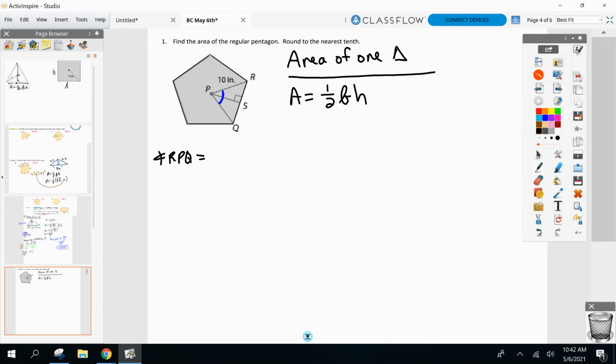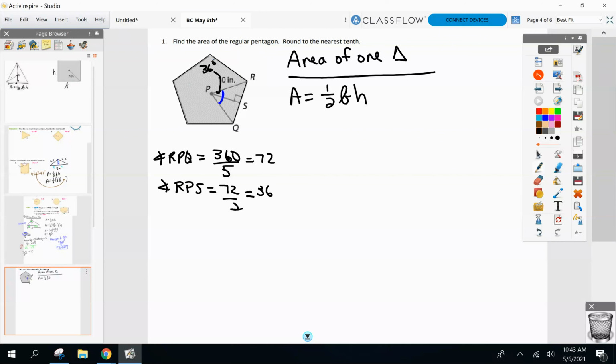72. Thank you. 360 divided by 5 gives me 72. Now everyone go ahead, divide that by 2 to get angle RPS. 36 degrees now. So this angle right here, RPS, is 36 degrees. Uh-oh, that's not a famous one. I don't have a rule for that. But it is a right triangle.